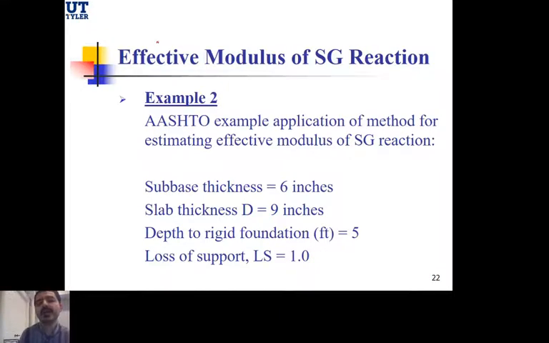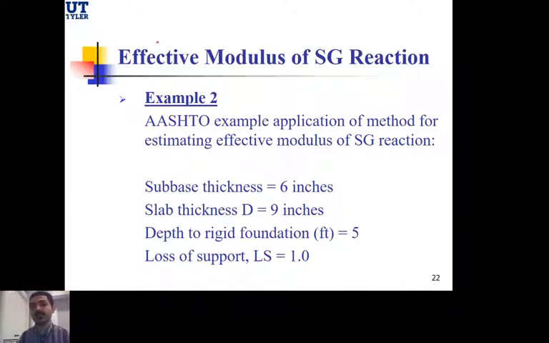So, example here, we have an AASHTO example application of the method for estimating the effective resilient modulus. It's an expansive example that we're going to try to use to do a little revision of what we've gone through so far. I have a sub-base thickness of 6 inches, and the slab thickness itself is 9 inches. The depth to the rigid foundation is 5 feet, and the loss of support LS equals 0.